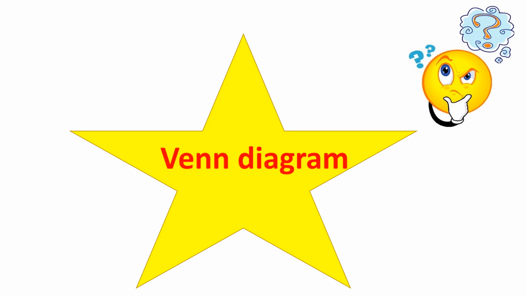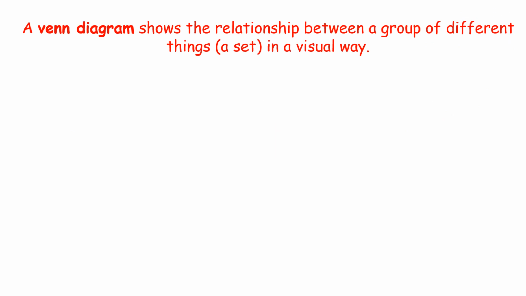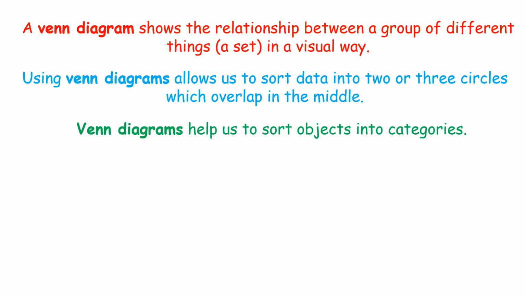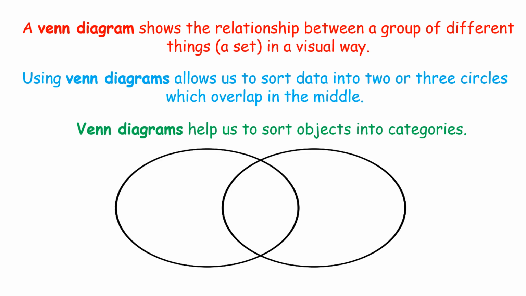Venn diagram is one of our star words for today. Have you heard of this word before? Have you made a Venn diagram before? A Venn diagram shows the relationship between a group of different things, so known as a set, in a visual way. So Venn diagrams are really helpful because we can look at them and work out the data and the information. Using Venn diagrams allows us to sort data into 2 or 3 circles which overlap in the middle. Venn diagrams help us to sort objects into different categories.